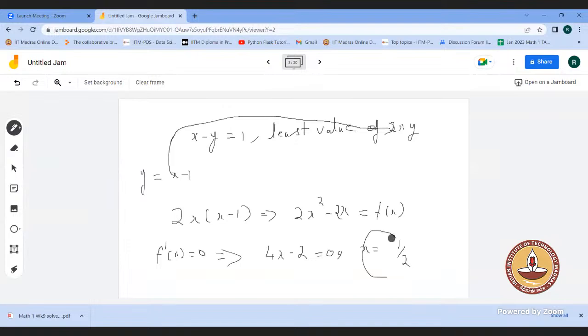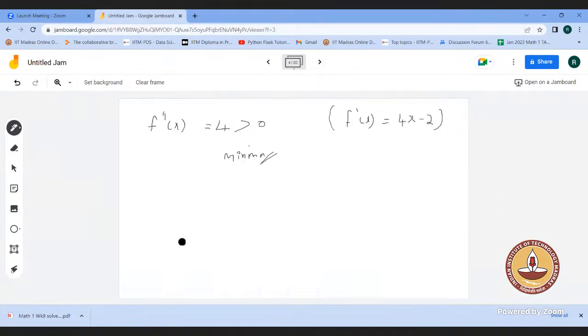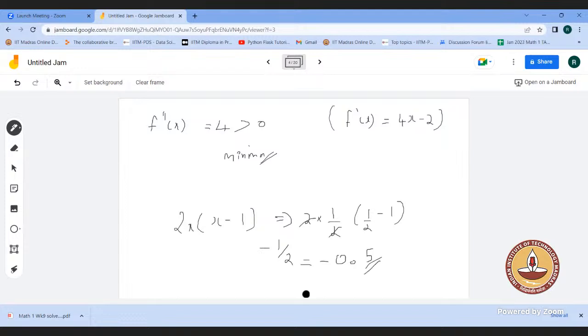So x is equal to half. So now we'll substitute x is equal to half in that case. So what we get? 2x into x minus 1, right? So this will be 2 into half minus 1. So this will be minus half, which is minus 0.5. Correct?